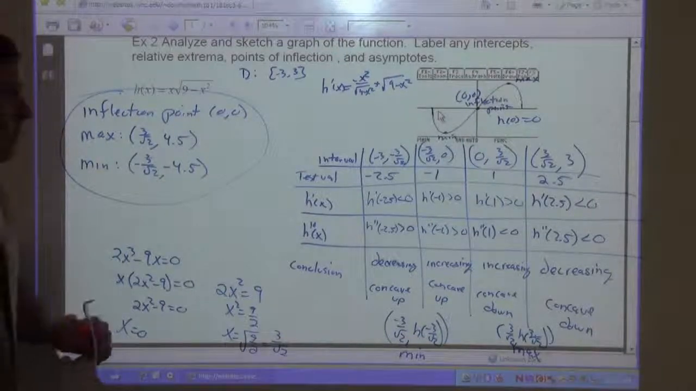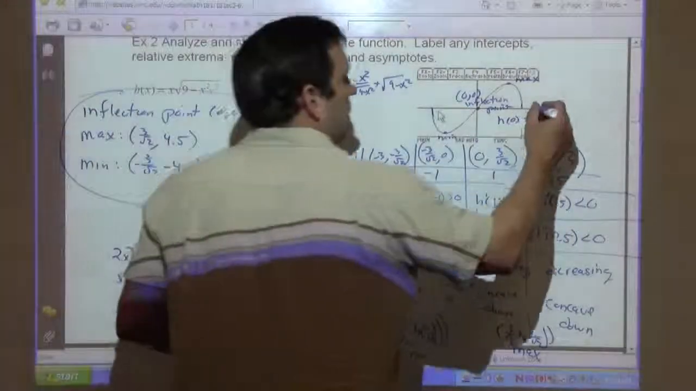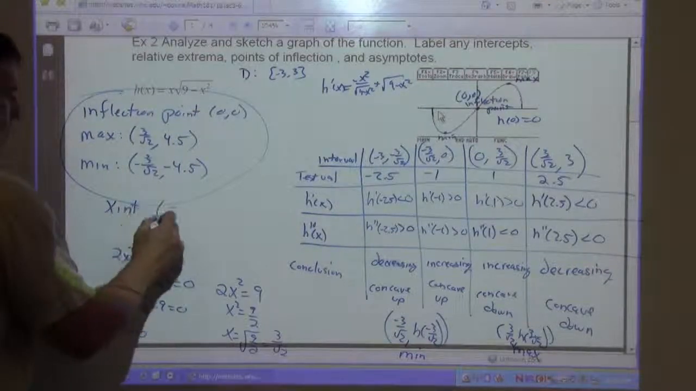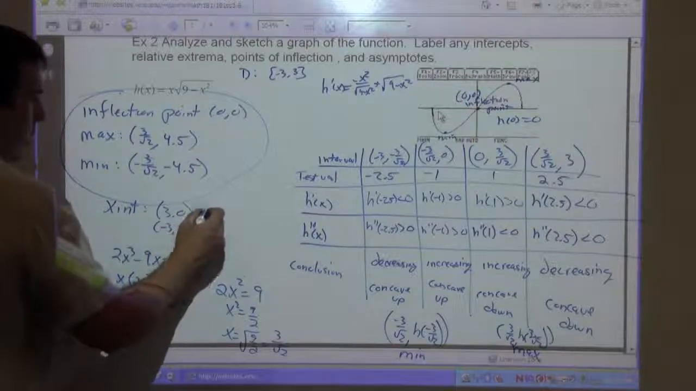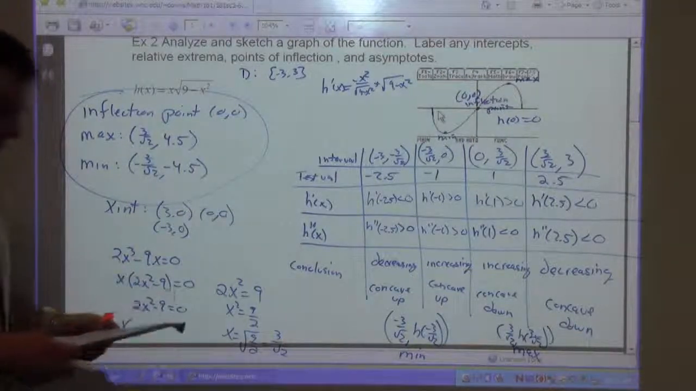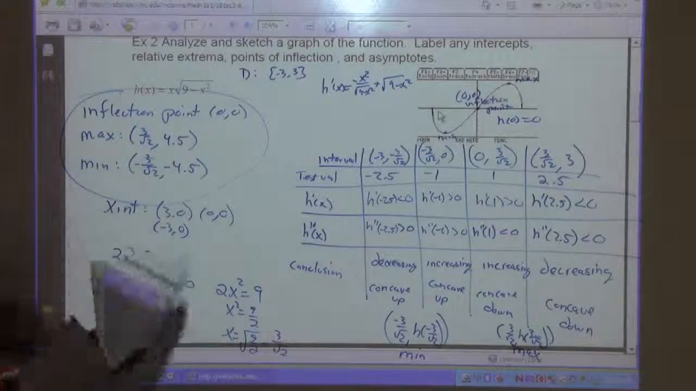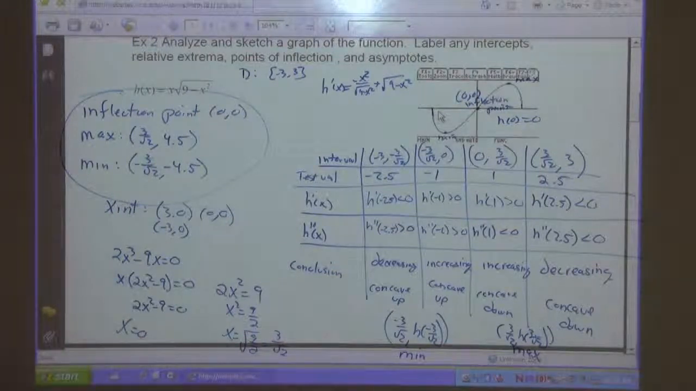And we have no asymptotes, and that's it. I guess we have x-intercepts at (3, 0), (-3, 0), and (0, 0), and that's also the y-intercept. Okay. That was a long problem. It's going to be kind of a long section, so let's get on to the next part. Feel free to pause if you need some more time.